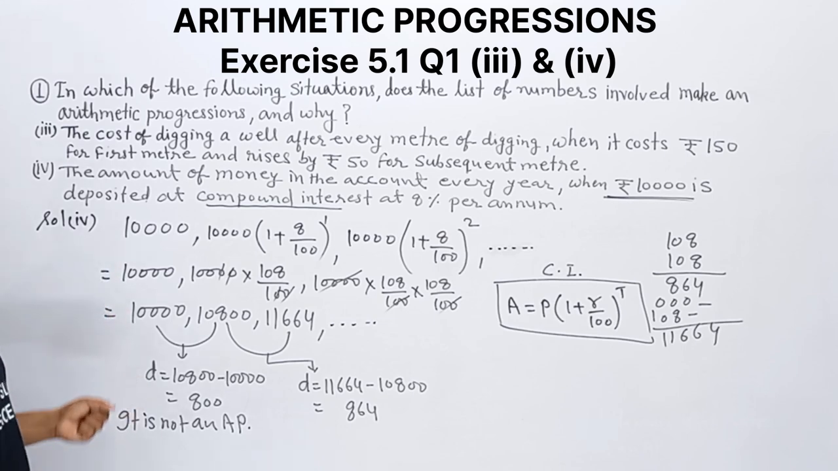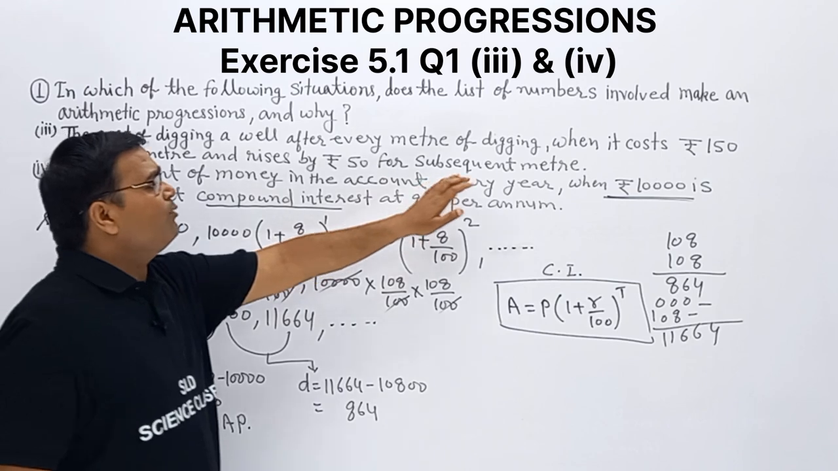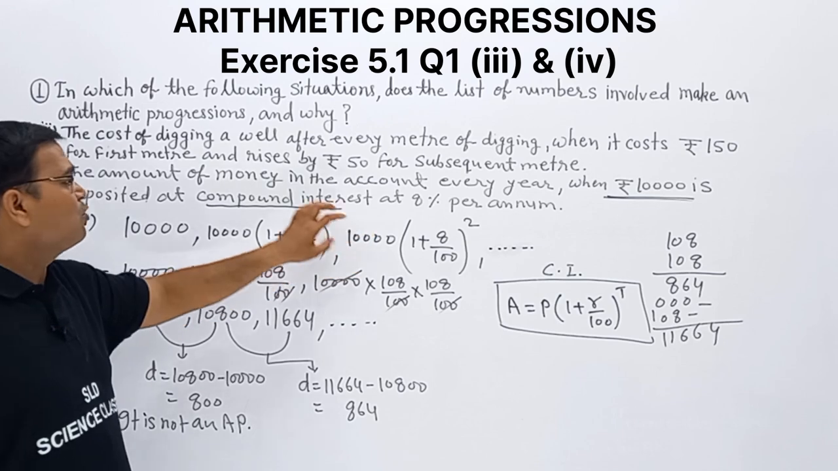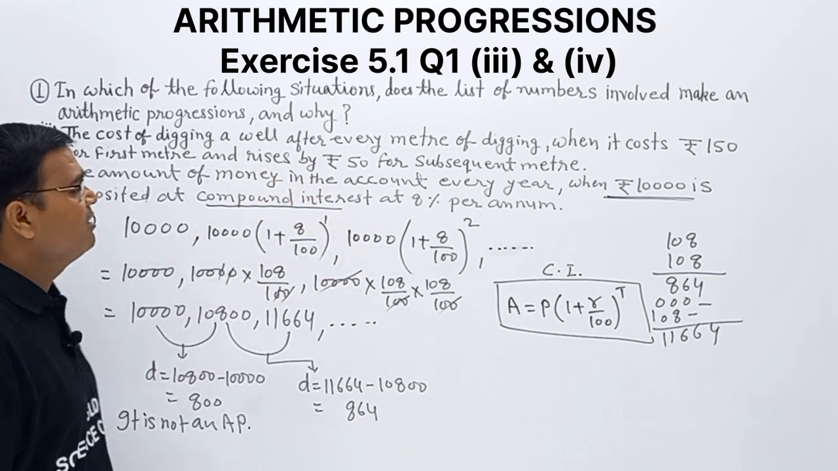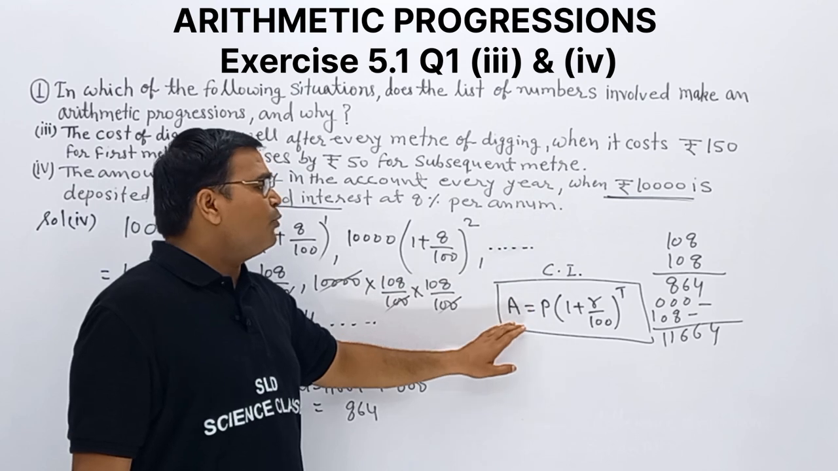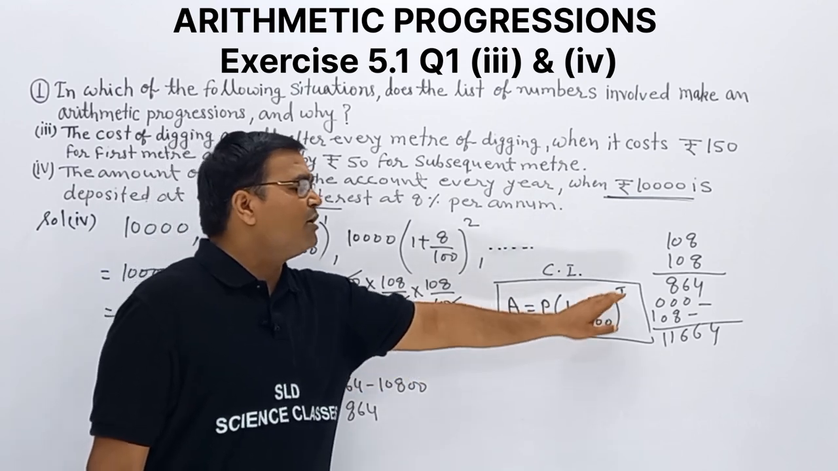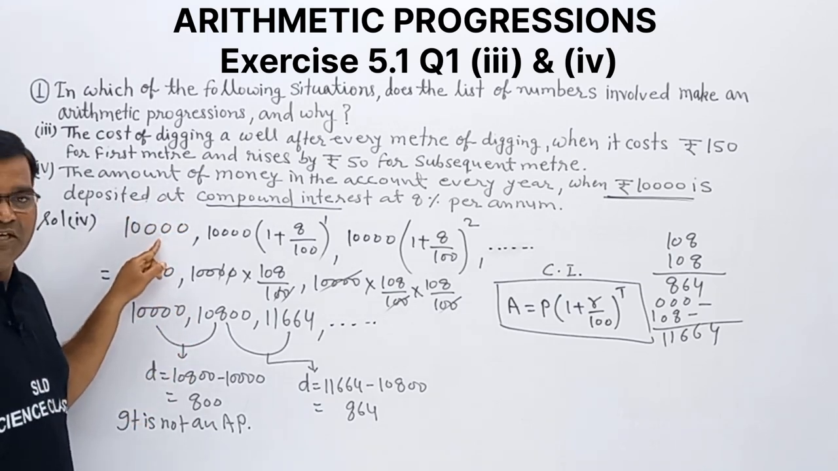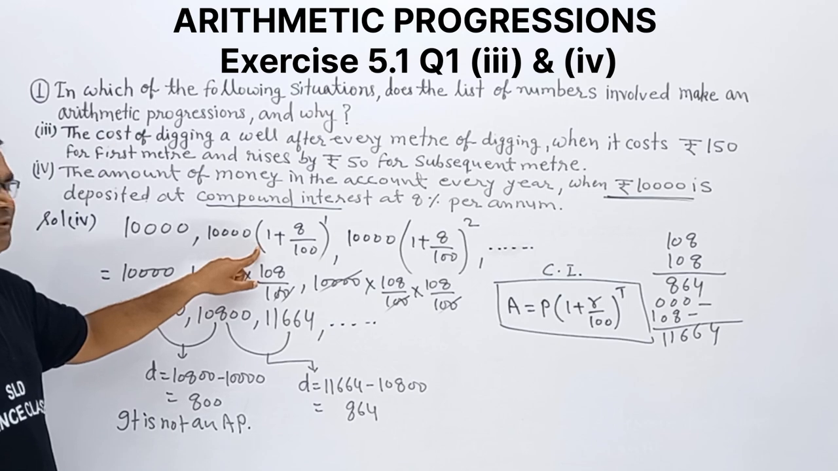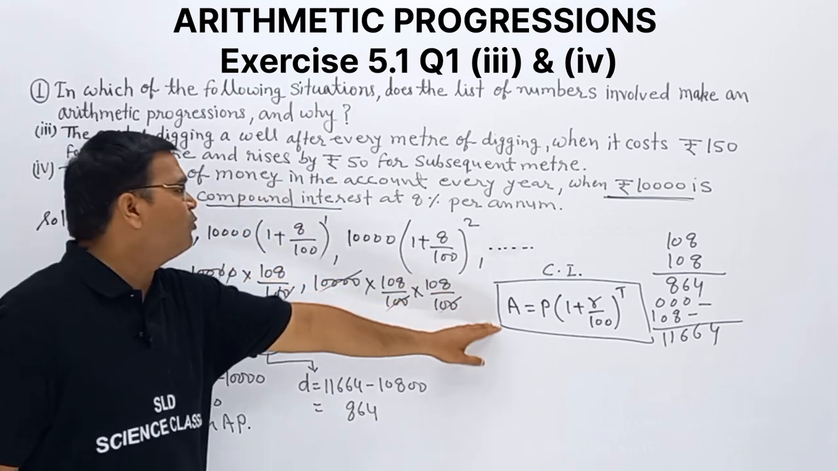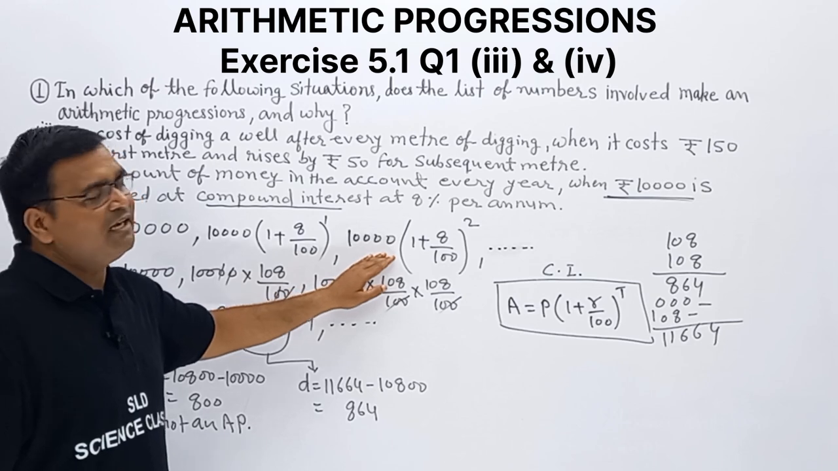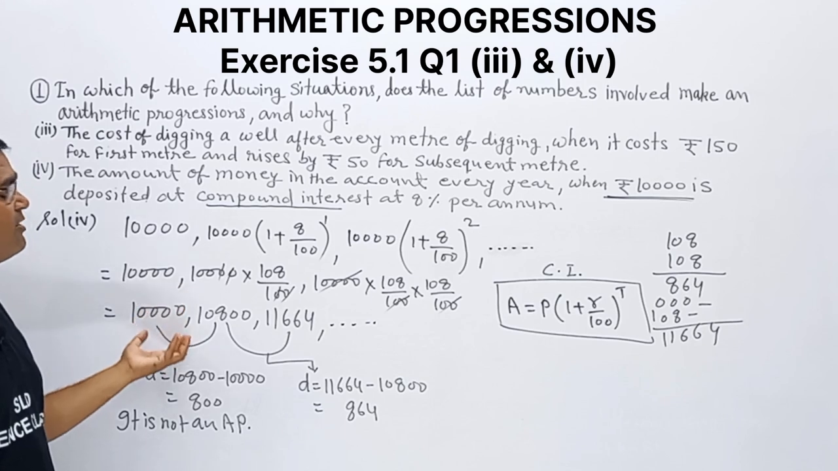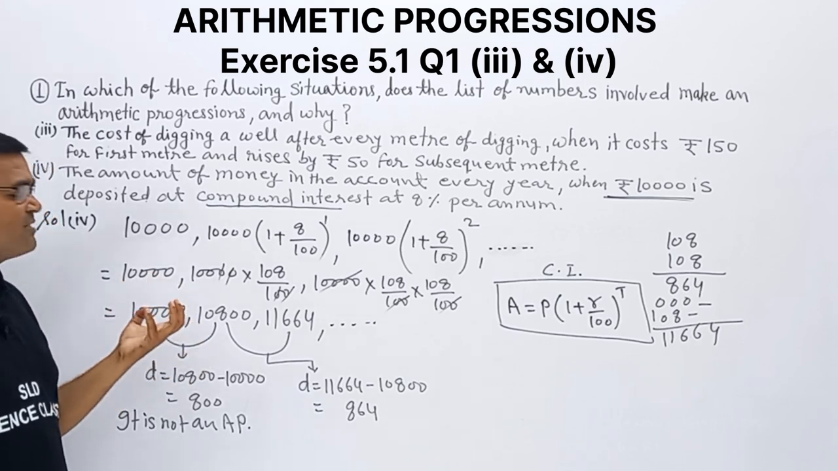So observe what we did in this question. The amount of money in the account every year when rupees 10,000 is deposited at compound interest. First we should know the compound interest formula: principal times 1 plus rate upon 100 to the power time. We deposit 10,000 initially, put the values in this formula, and for the second year we get this one, and so on. Once we solve, we get a sequence. Now we want to check whether the given list of numbers is in AP or not.